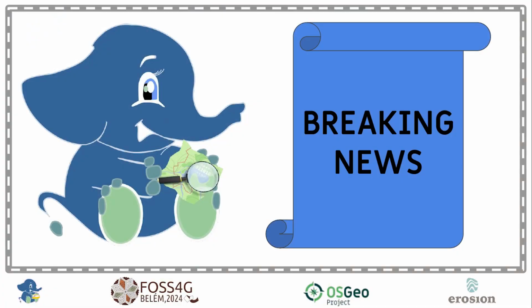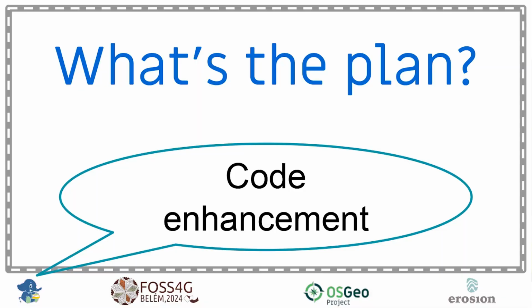Breaking news: osm2pgrouting is used to import OSM data to the pgRouting-enabled database. The plan for osm2pgrouting is to enhance the code with a focus of not only importing OSM format, but also importing PBF and O5M. And now we go back to the presentation.